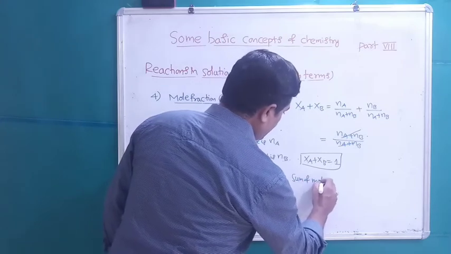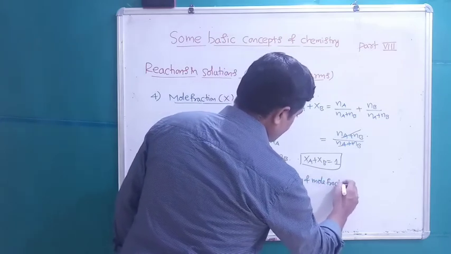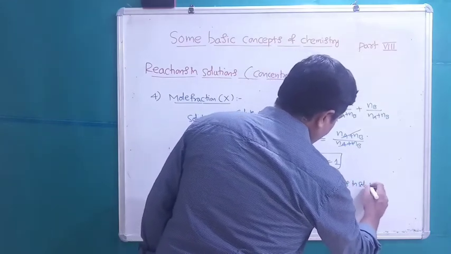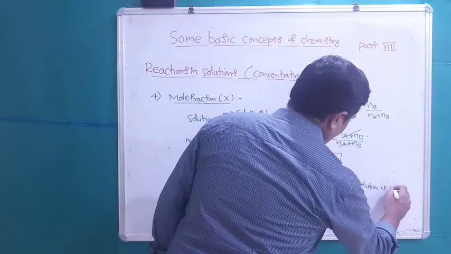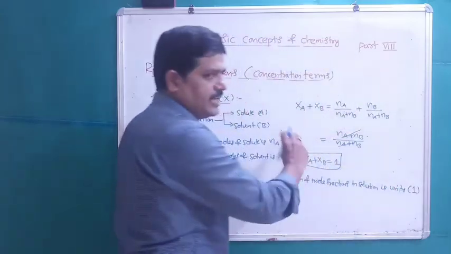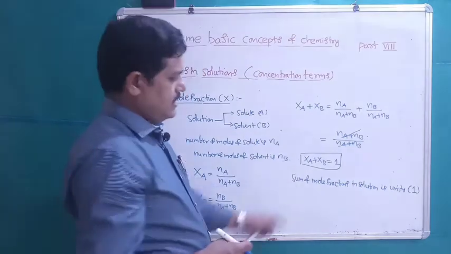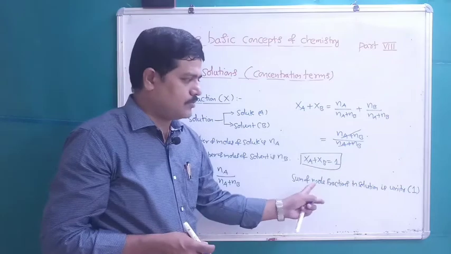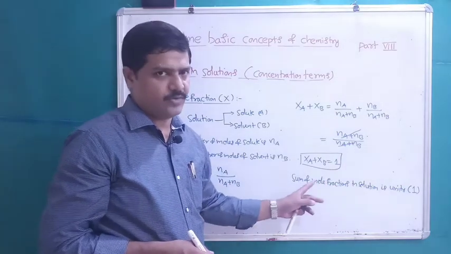So that means sum of mole fractions in a solution is unity. That means that is equal to 1. If 3 components are there, then XA plus XB plus XC is equal to 1. Sum of the mole fractions is equal to unity.